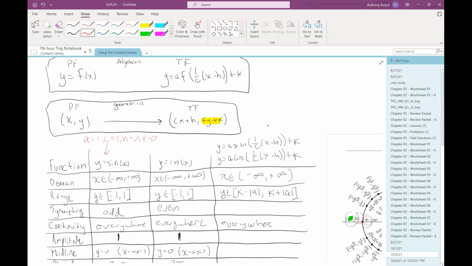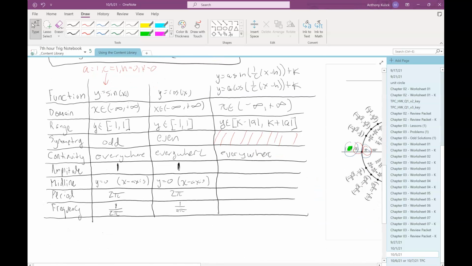Okay, cool. The symmetry we're not going to worry about because oftentimes the transformation can just destroy the symmetry altogether. So certain values of H will just undo any symmetry that you might have had, so we're not even going to worry about it. It's difficult to predict.